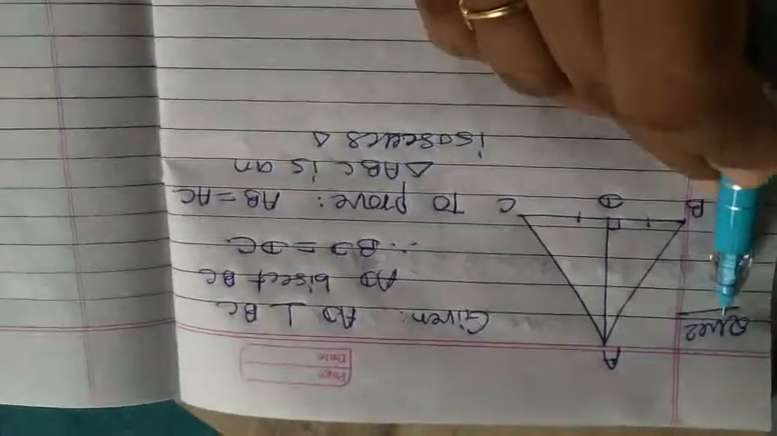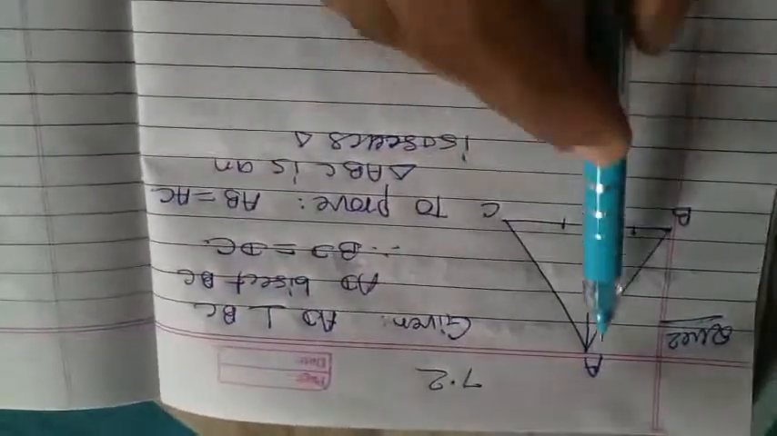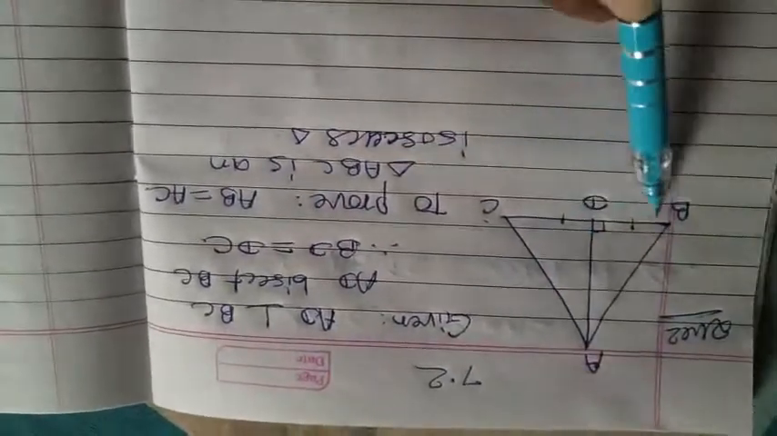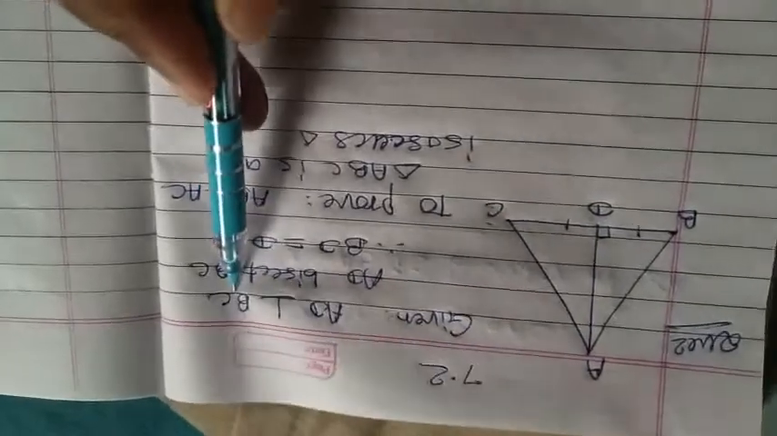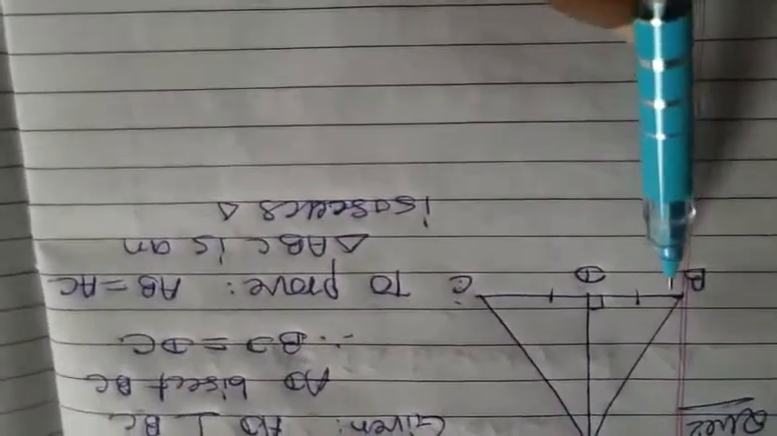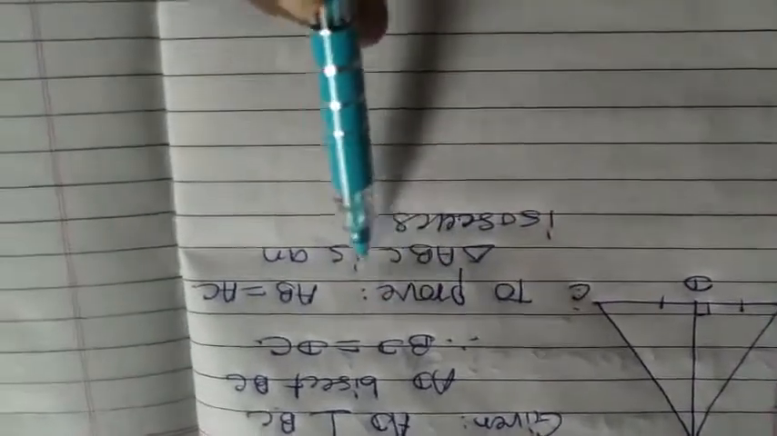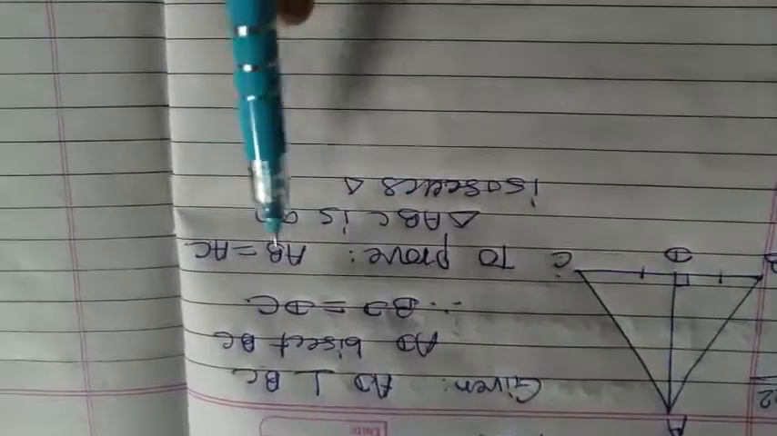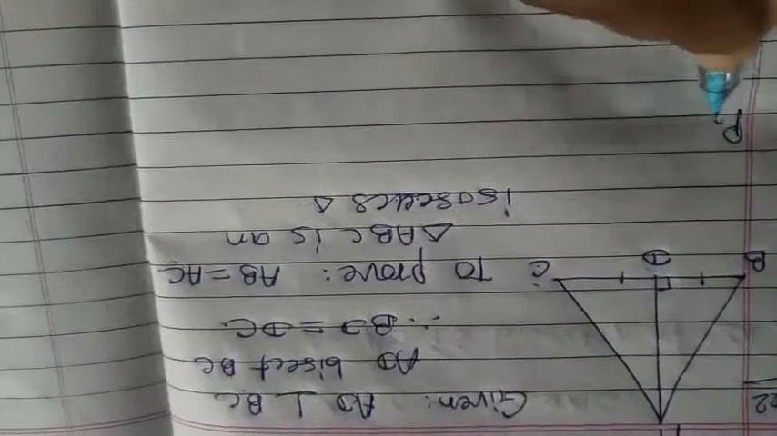Now see question number second, exercise 7.2, question number second. Triangle ABC is given. In that triangle ABC, AD is the perpendicular bisector of BC. Perpendicular bisector means AD is perpendicular to BC, and AD bisects BC. AD bisects BC means BD is equal to DC. These two segments are equal, and we have to show that AB is equal to AC. Means triangle ABC is an isosceles triangle in which AB is equal to AC. These two sides are equal. Write down the proof.